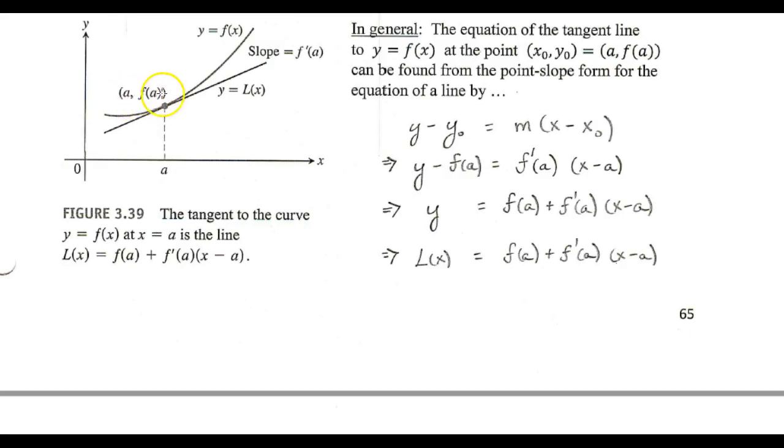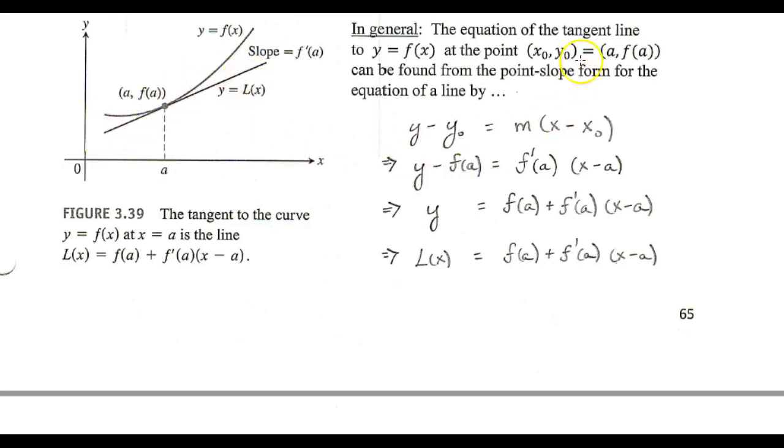So the point is (a, f of a). And I need to know what's the equation of this tangent line. And this tangent line I'm going to call L of x. So y equals L of x. Your author calls it L of x because we're using it as a linear approximation or the linearization of this function f of x. But it's just the equation of the tangent line.